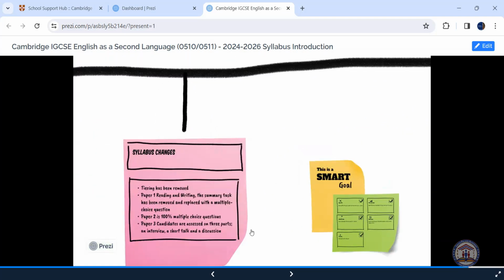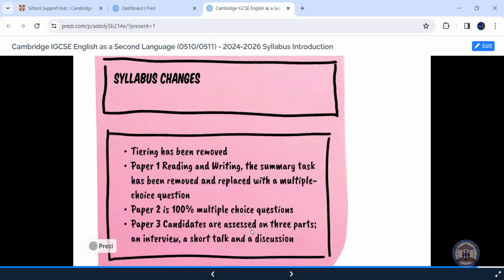What is the difference between the old syllabus and the new syllabus? Cambridge provided a new syllabus that has some changes which are different from the old syllabus. Number one, tiering has been removed. As I said before, in Egypt we have core and extended. The core is in grade 9. The extended is in grade 10. Now it's all in grade 10.